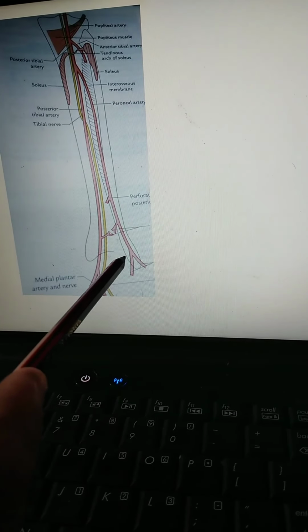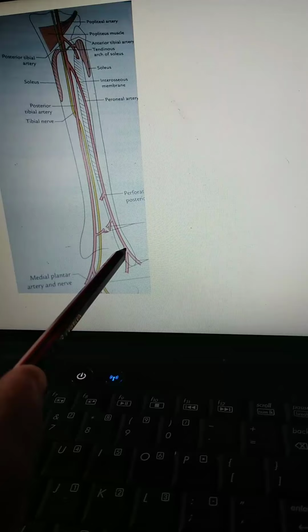Now, lateral calcaneal artery is the terminal branch which takes part in the formation of lateral malleolar plexus.